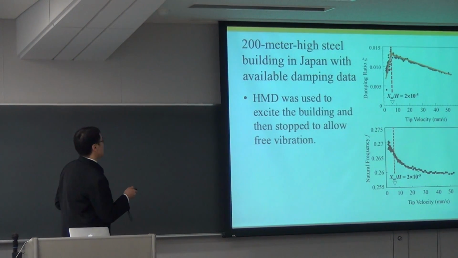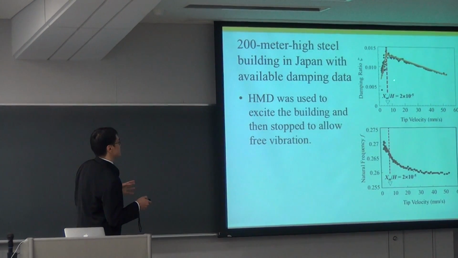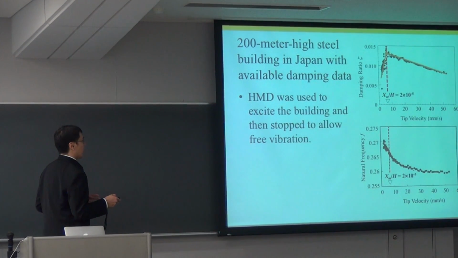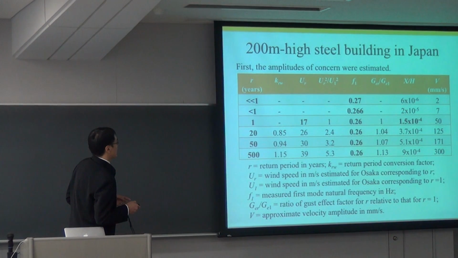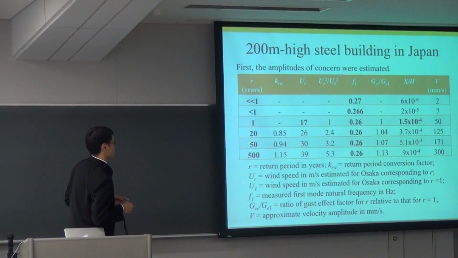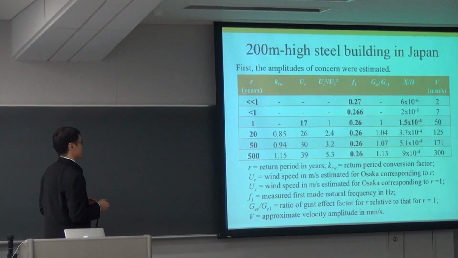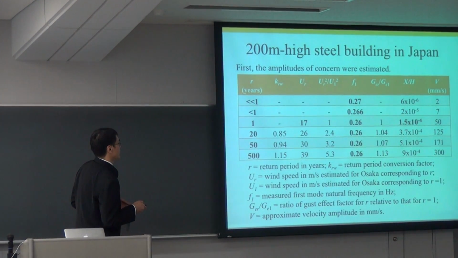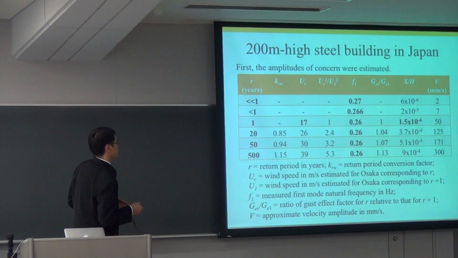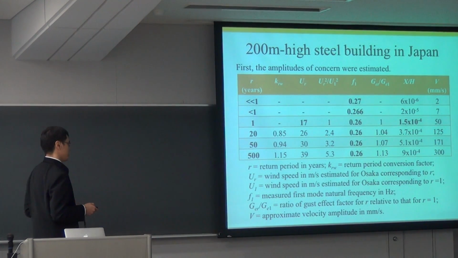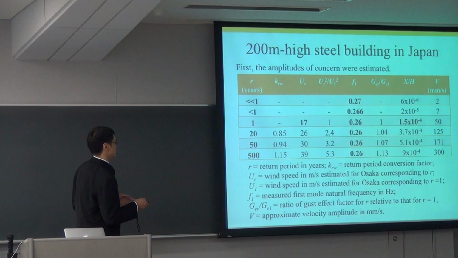I'll go very quickly. I showed you this earlier, data for a 200-meter high steel building in Japan. At first I established the amplitudes of concern: amplitude at a 1-year return period, corresponding to habitability design; a 50-year return period, corresponding to safety design; and even a 500-year return period, and so on. I used the available information from AIJ recommendations and from the measurements.